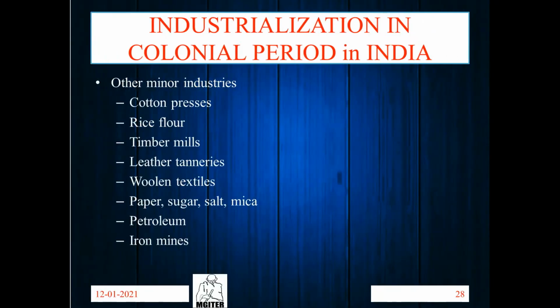Other minor industries we had were cotton presses, rice flour, timber mills, leather tanneries, woolen textile, paper, petroleum and iron mines. Almost all of these industries were run by Britishers. Most of the industry was run by Britishers. There was no Indian industry.